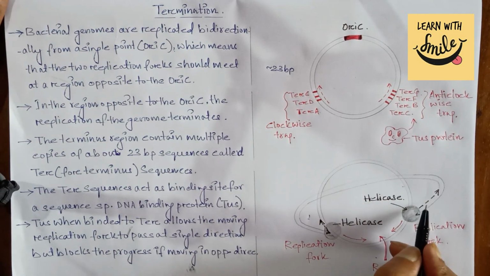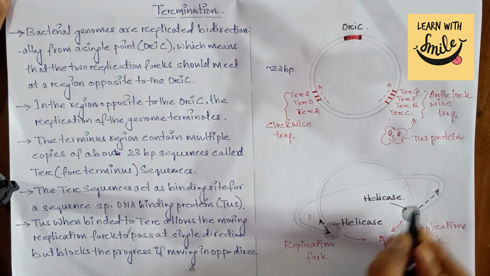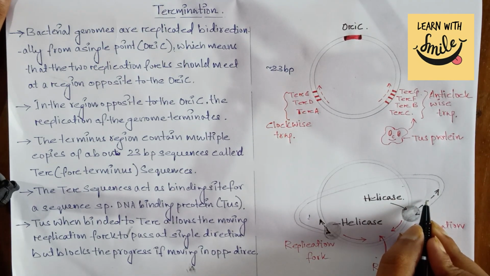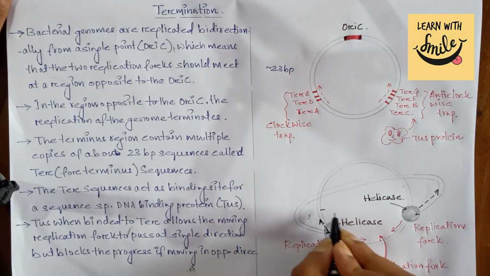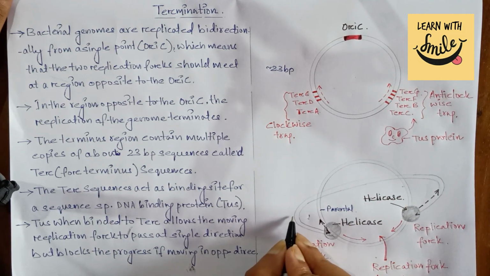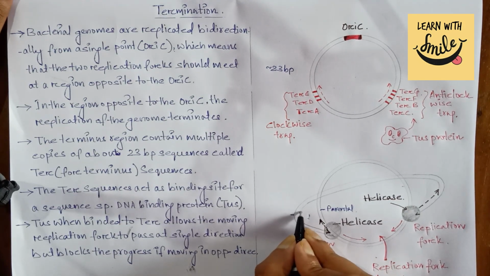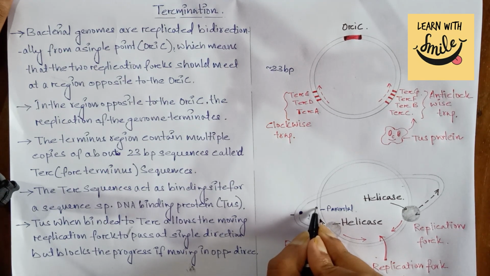Now as you can see, the replication forks are moving bidirectionally, and as I have said, this is the first replication fork, this is the second replication fork. In order to erase your confusion, I would like to say that this DNA strand which you can see is the first parental strand, and this DNA strand is the second parental strand. And these strands which I am marking with a dot are the newly synthesized strands. Similarly, this strand is also a newly synthesized strand.